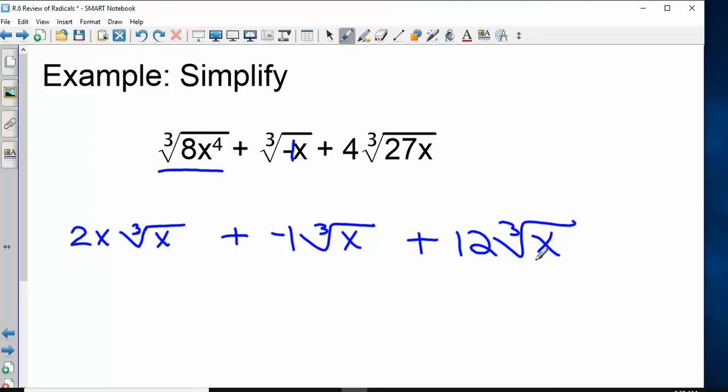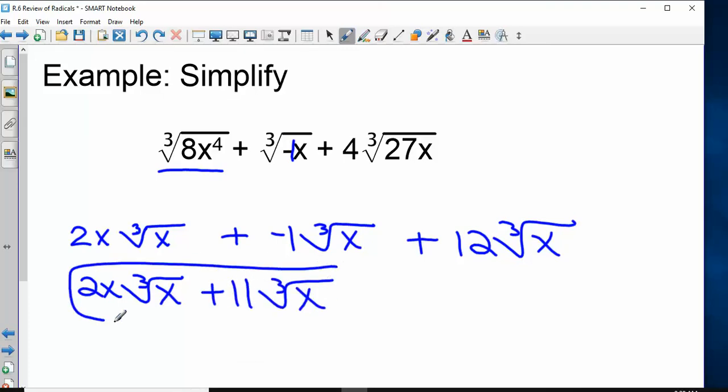All of these have a cube root of x, so we can combine like terms. Now this first term also has an x on the outside. Do any of the others have that? No, so this one you can't add with anything else. But these are both just numbers outside. So negative 1 plus 12 would be 11 cube root of x. And that is our final answer.